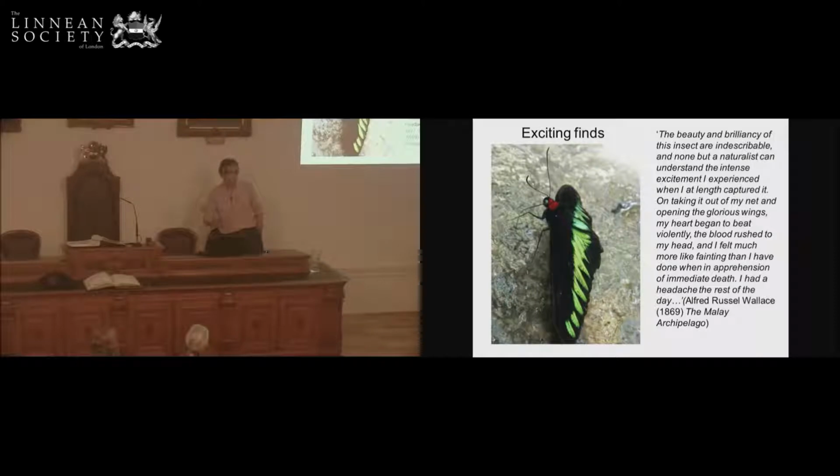So this is him writing about finding those Raja Brooke's birdwings. The beauty and brilliancy of the insect are indescribable, and none but a naturalist can understand the intense excitement I experienced when at length I captured it. On taking it out of my net and opening the glorious wings, my heart began to beat violently.